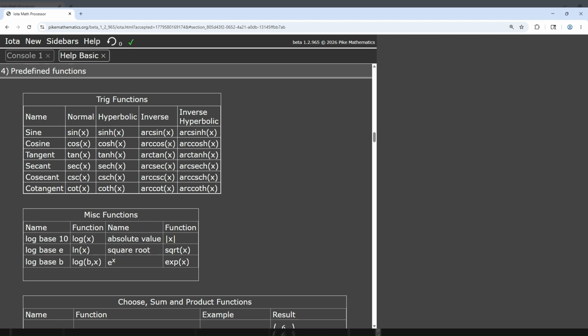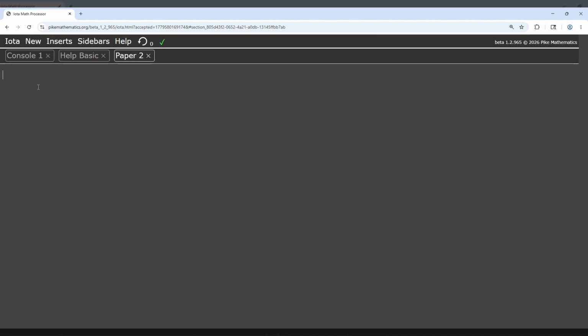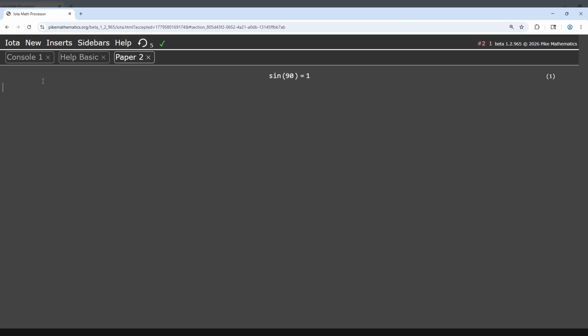So I want to show you a couple examples. To do that, I'm going to go ahead and open up a paper. We'll do some basic things. The sine of 90 degrees. What is that? It's 1. You may have noticed I wrote sine of 90 and then equals in return. I can also go equals sine of 90 and then just return it, and I'll get the same result.